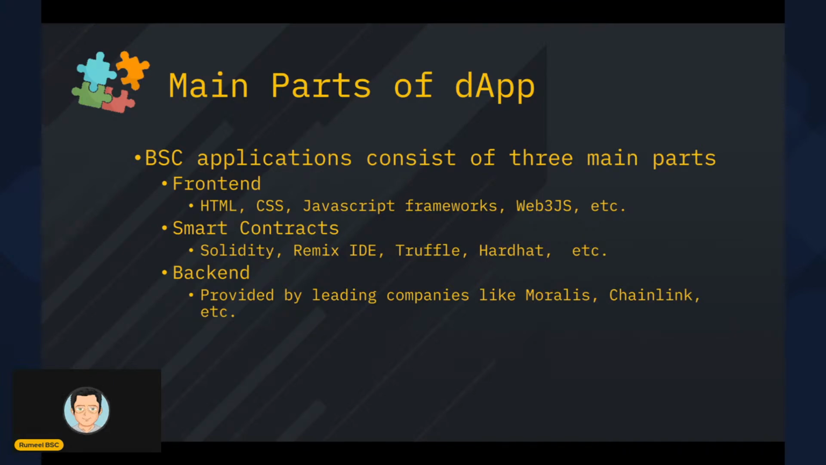For the smart contracts, BSC supports Solidity. You can write your smart contract on Remix IDE, Truffle, Hardhat. These are the frameworks most offered. Also, for the backend side, leading companies like Moralis and Chainlink and some others are also there, so you can use any of them.